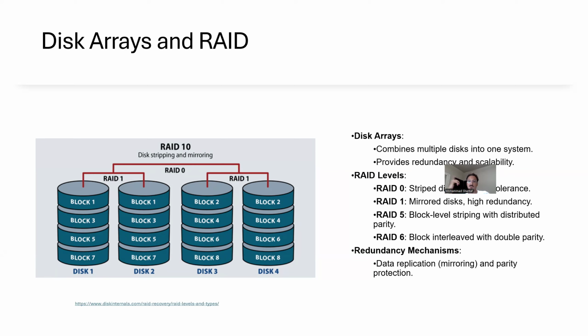The RAID levels are RAID 0, 1, 5, and 6. RAID 0 consists of striped disks, no fault tolerance. But RAID 1 has a mirrored disk with high redundancy. RAID 5 has block-level striping with distributed parity, and RAID 6 has block-interleaved with double parity. As for redundancy mechanisms, there are data replication and parity protection.